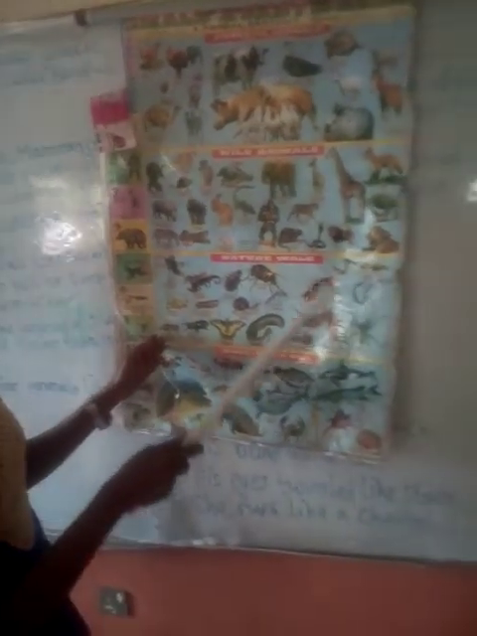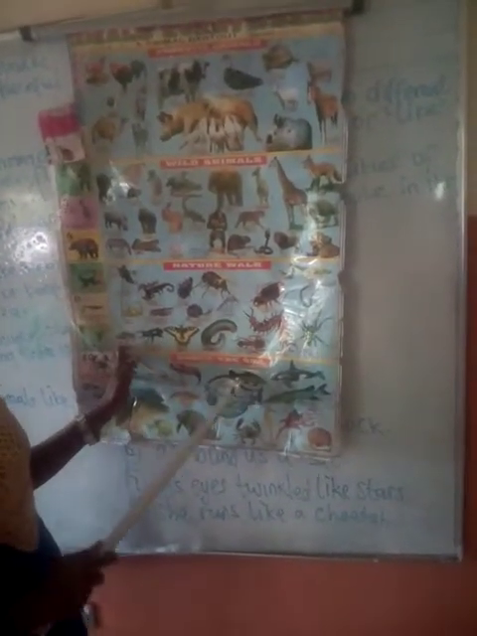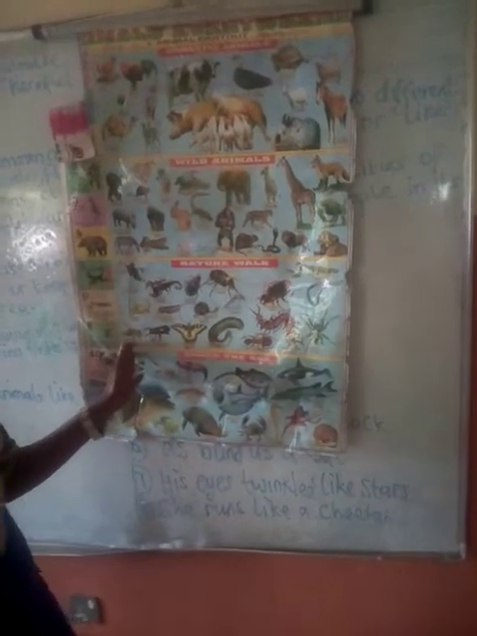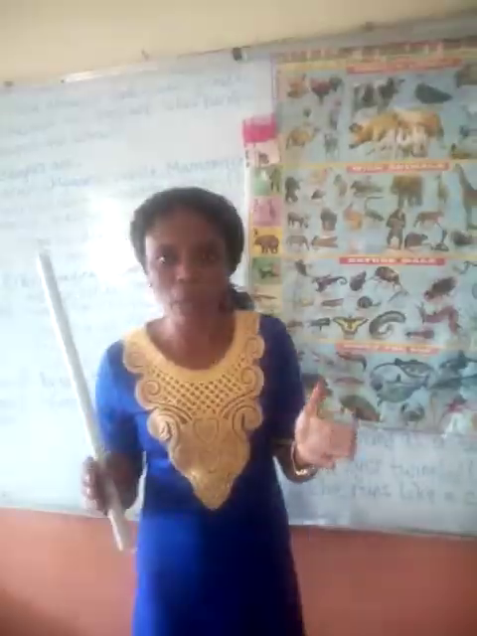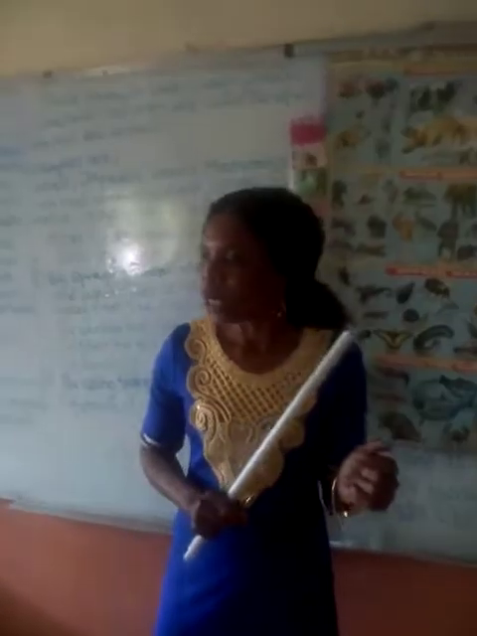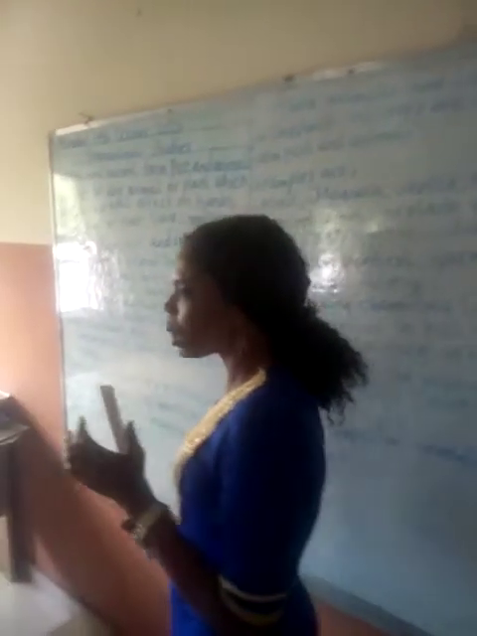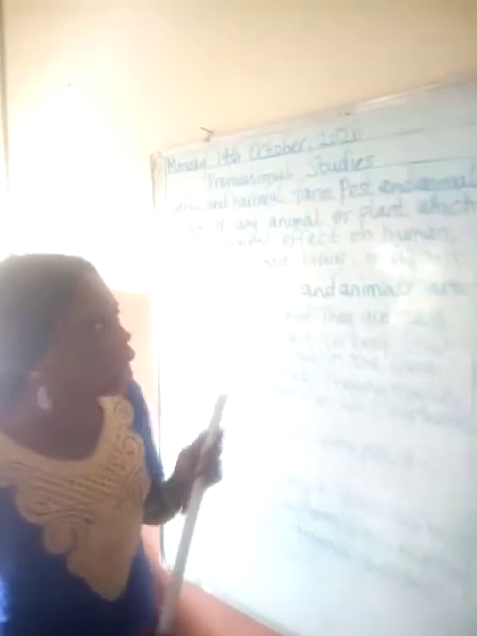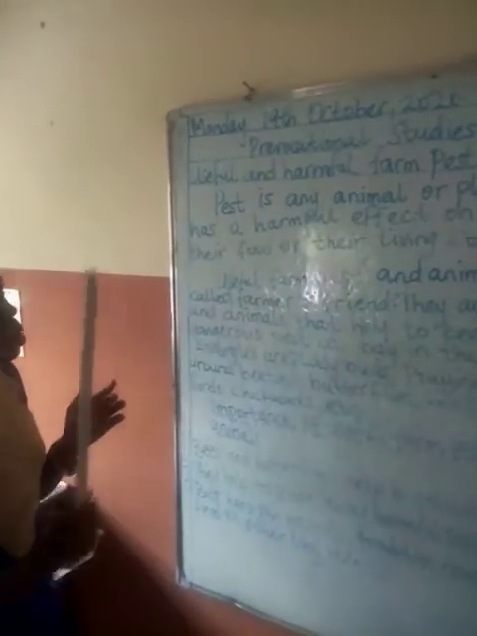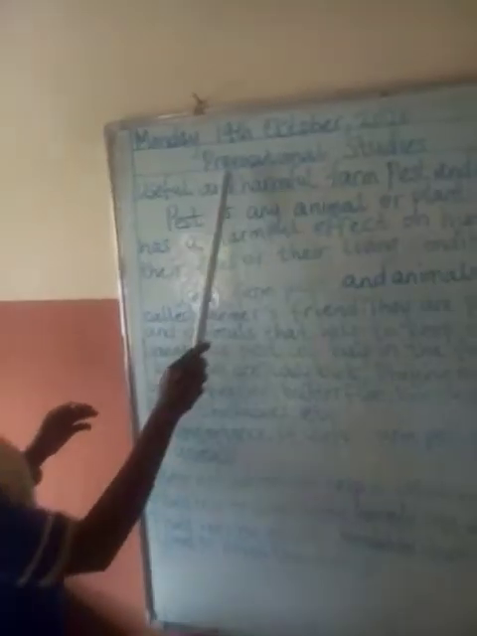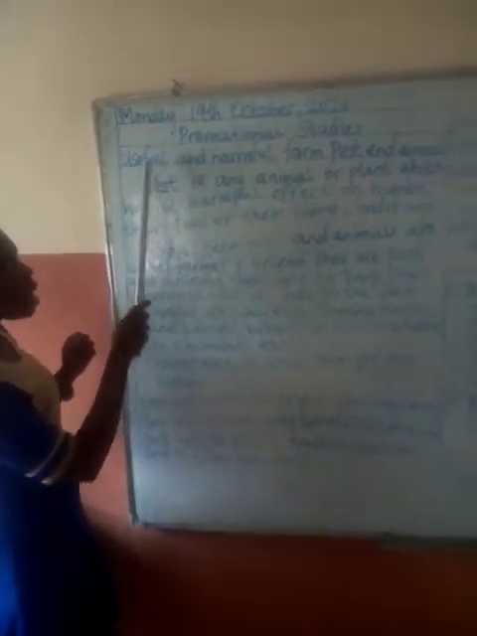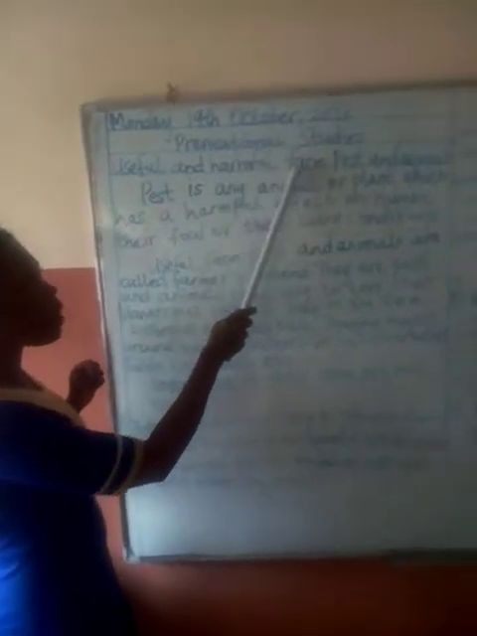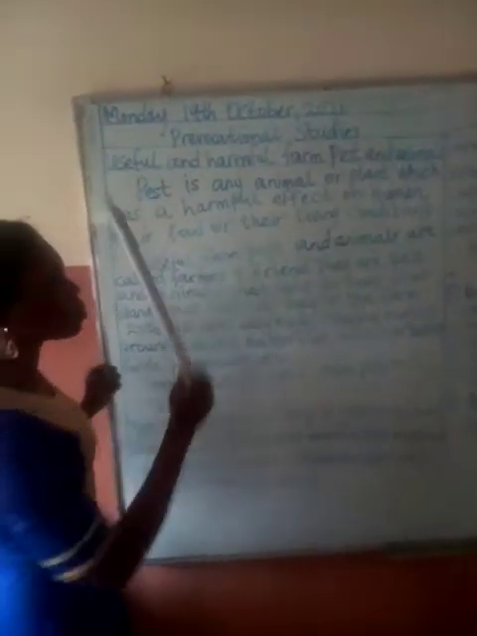All of these animals or insects or pests that I have mentioned, where do you think we can find them all? We can find them on the farmland. Now that will take us to the topic of today. My subject this afternoon is prevocational studies, and the topic is useful and harmful farm pests and animals.